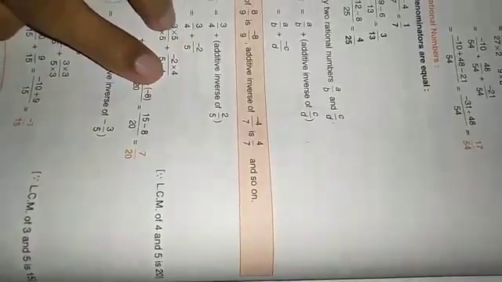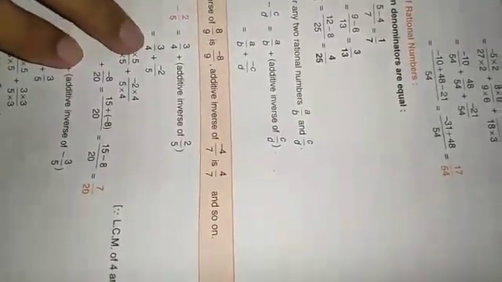So now we need to equalize the denominators. To make the denominators equal, we need to take their LCM. The LCM of 4 and 5 is 20. So now we need to multiply the denominators with a factor such that it will become equal to the LCM, is it not? So if we multiply 4 by 5, then it will become 20, and we need to multiply the numerators with the same factor.